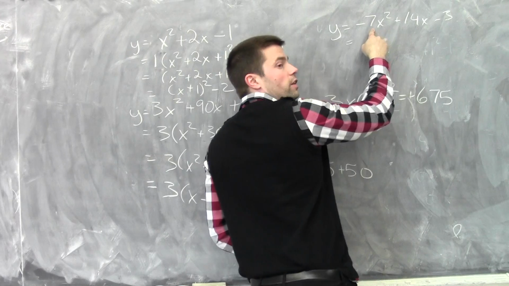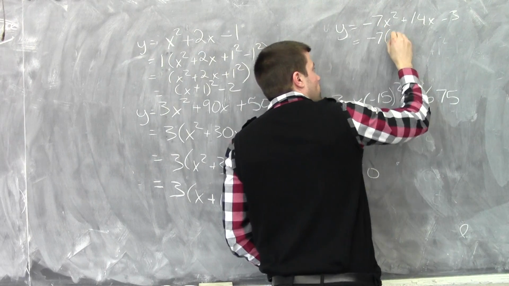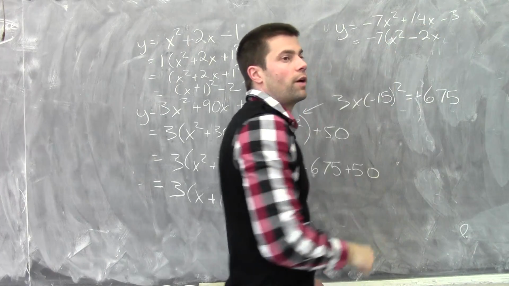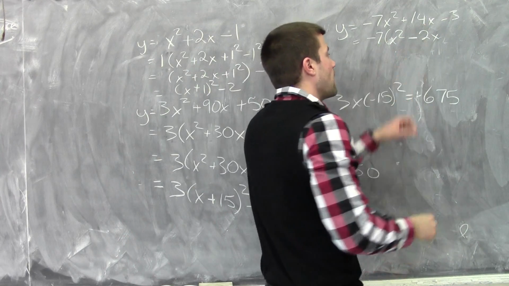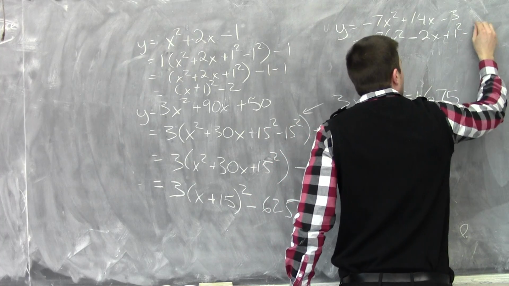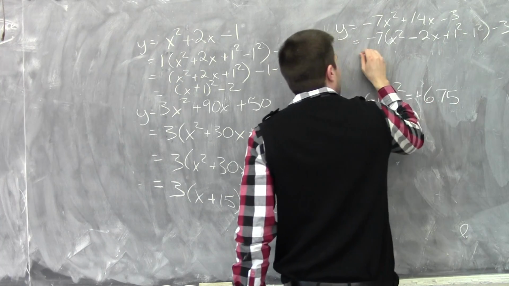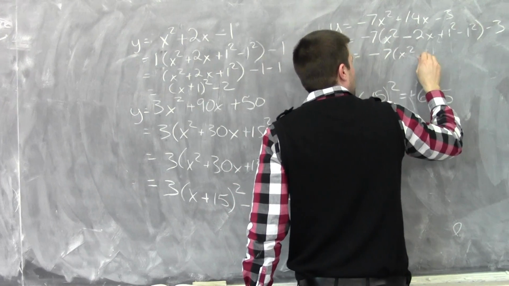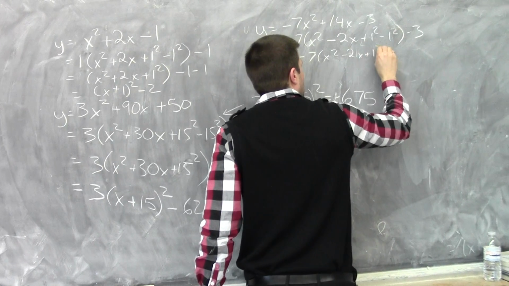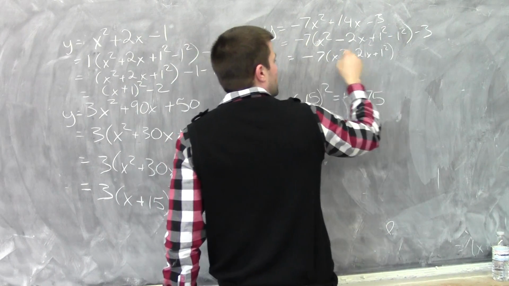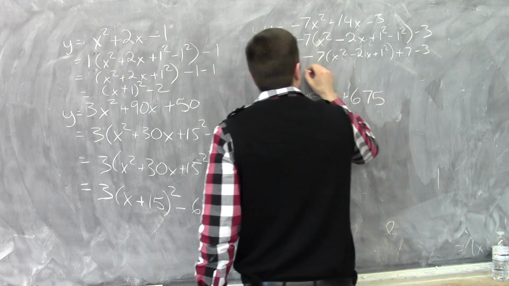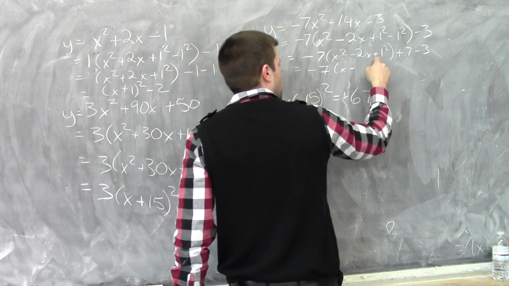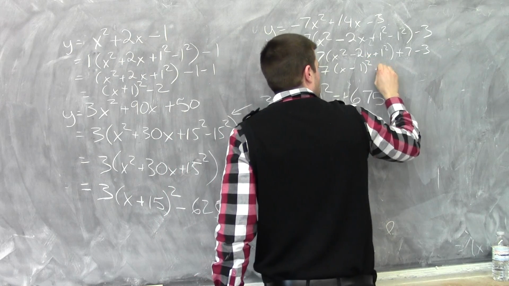Okay, whatever's in front of the x squared, I don't care what it is, it's coming out, negative 7x squared minus now, minus 2x, because 14x divided by negative 7x. Now I'm going to add half of 2 squared, again it's a 1. Negative 1 times negative 7 is plus 7 minus 3. Square root of this sign comes down, square root of this, squared plus 4.